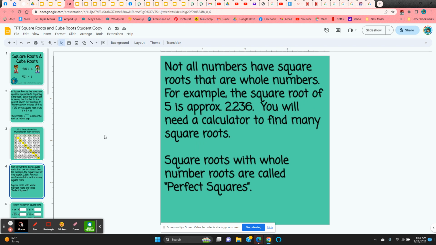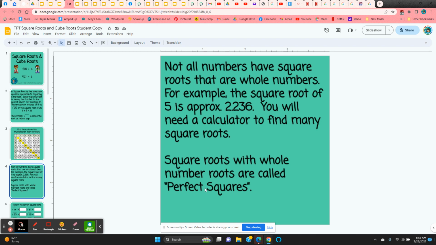And then it explains that you may have an approximate square root. For example, the square root of 5 would be a decimal, approximately 2.236 for the square root of 5. So they would need a calculator to find these square roots.